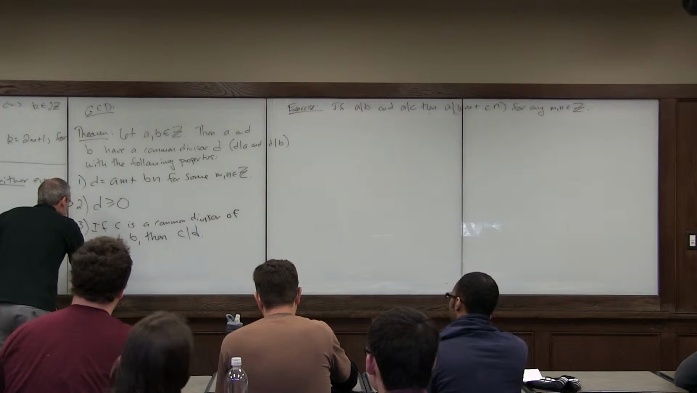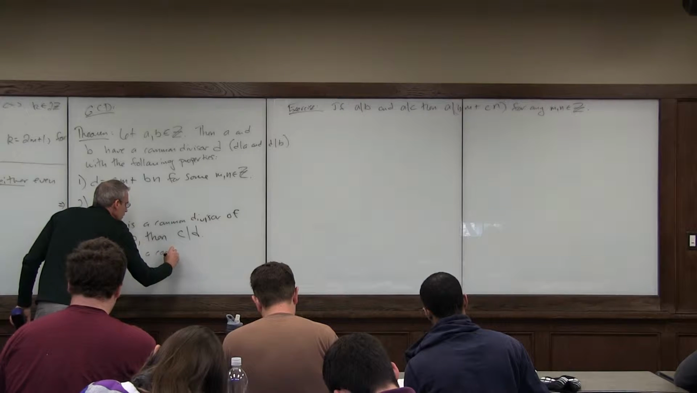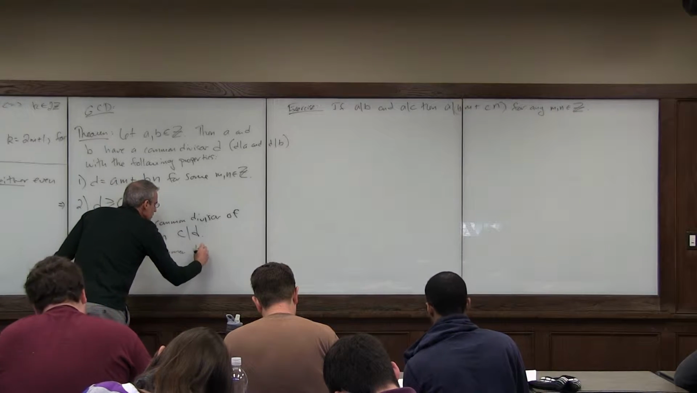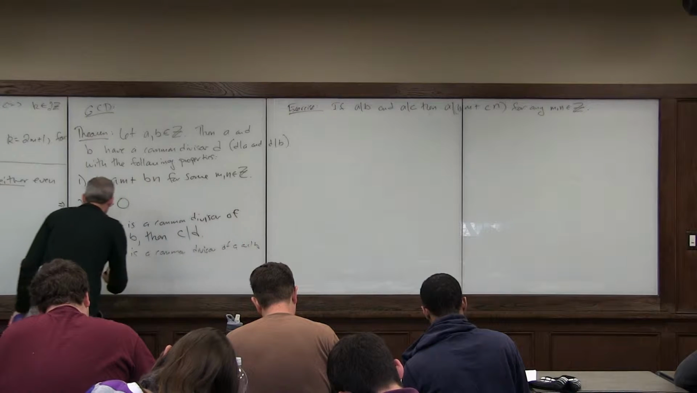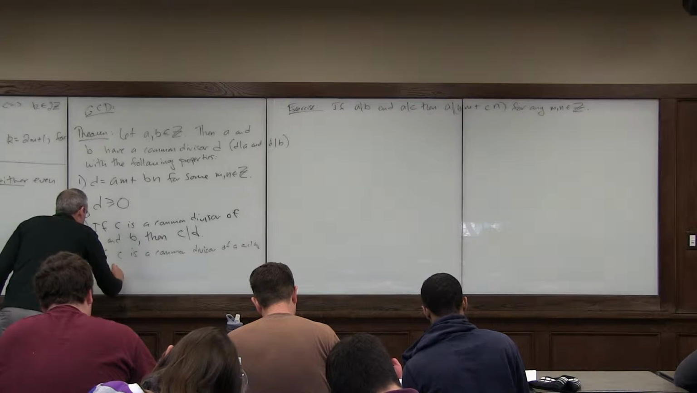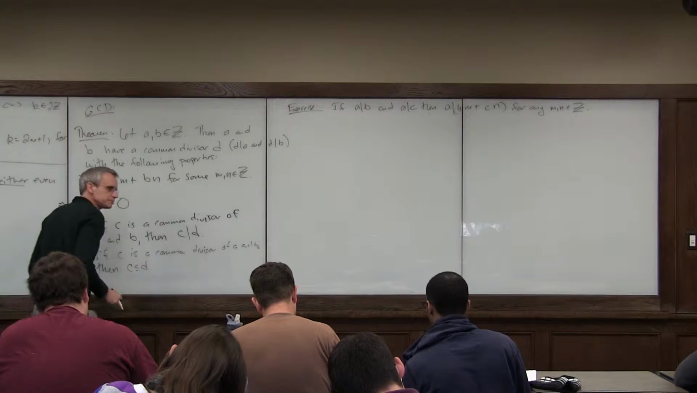And number 4, if C is a common divisor of A and B, now we finally get the greatest part. Then C is less than or equal to D.